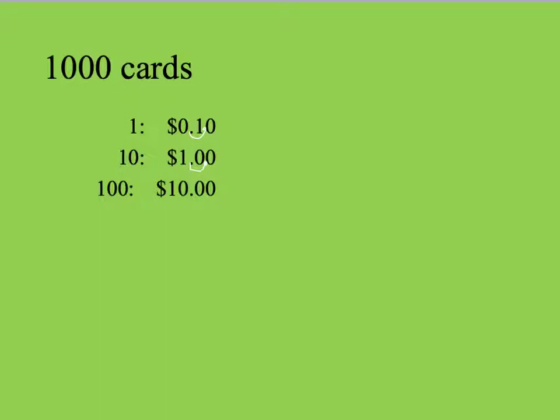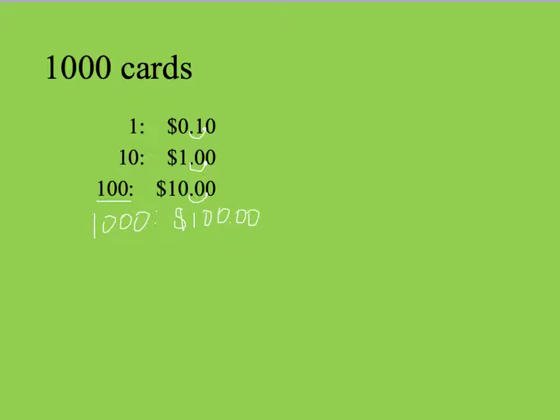Now we're just going to continue our pattern and look at 1,000 cards. So we're going to take our 100 because we know we just have one more zero in 1,000 than we do in 100. And we're going to just move what we've been doing, move this decimal point over. So if he sold 1,000 baseball cards, he would have $100.